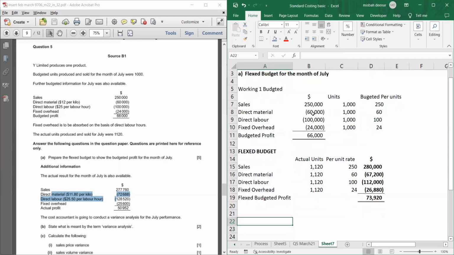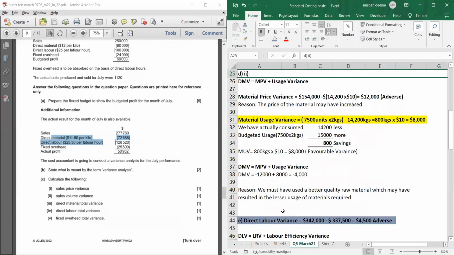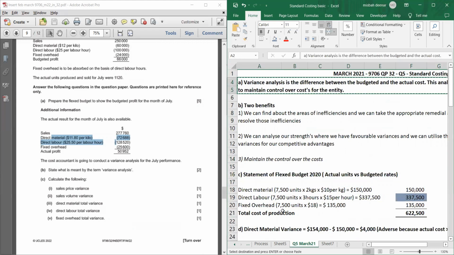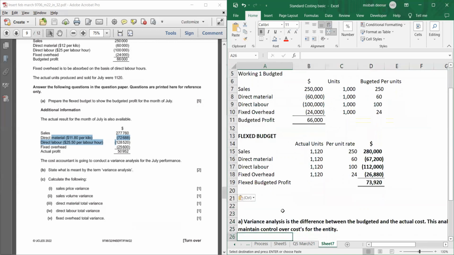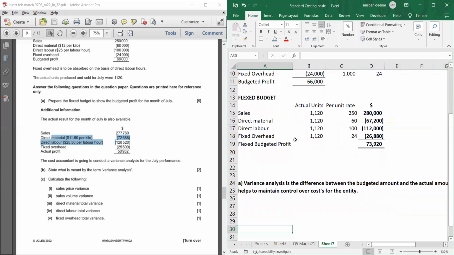Then moving on to part B: state what is meant by the term variance analysis. If I go to my question number 5 for March 21, which I solved in a previous video, we have written this answer already: variance analysis is the difference between the budgeted amount and the actual amount. This analysis helps you maintain control over cost for the entity, and we are able to analyze the favorable and adverse variances. Any of the basic information will work for this, so we got our 2 marks.